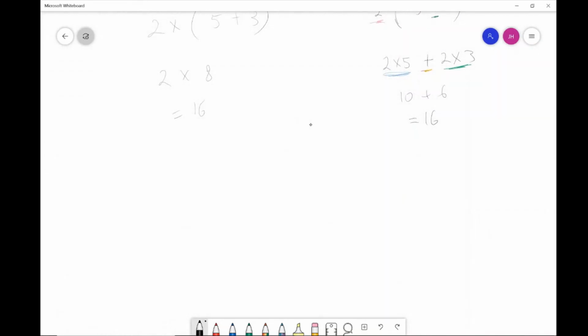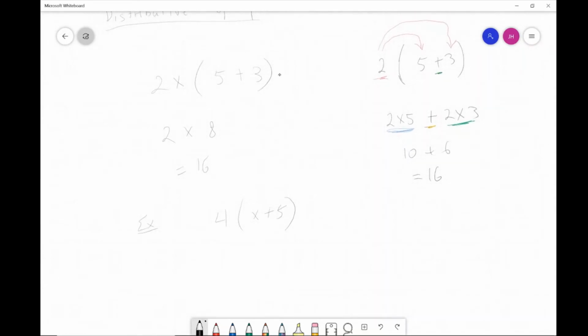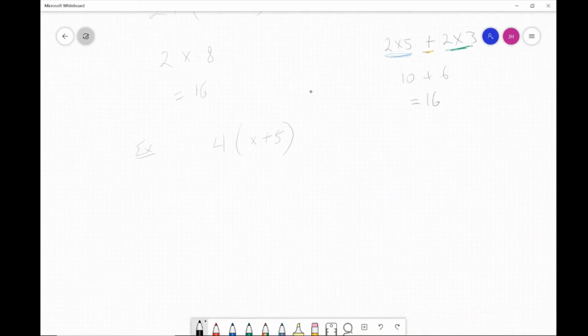For example, let's say I have 4 parentheses, multiply, x plus 5. Okay, well, in our first examples, obviously, if you have odd numbers, everything has its own designated numbers. You can add all of that, multiply and all this. But in this case, no.